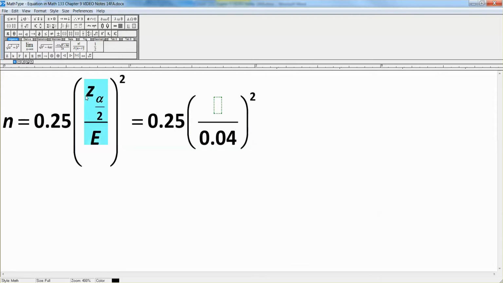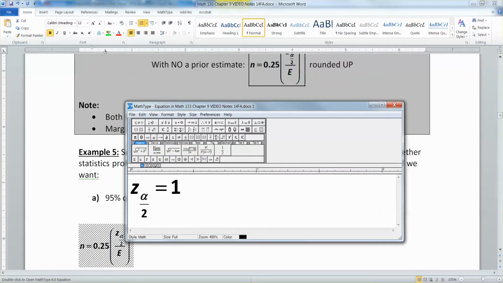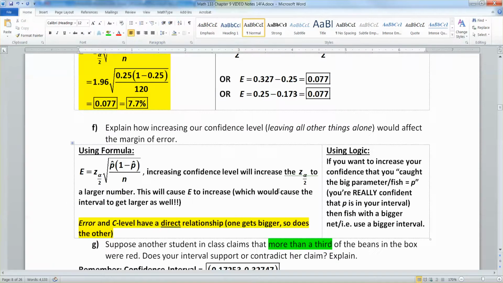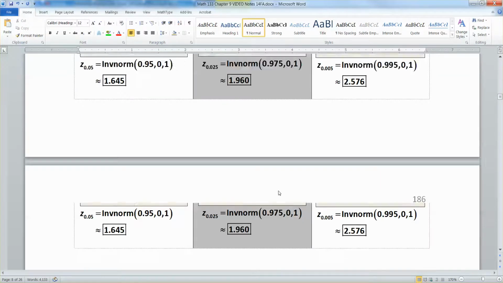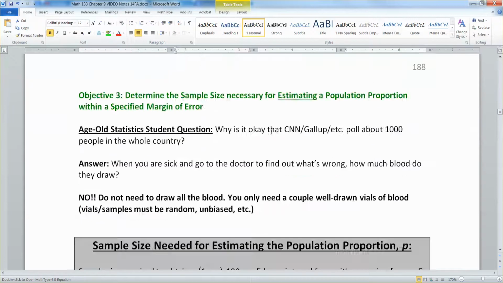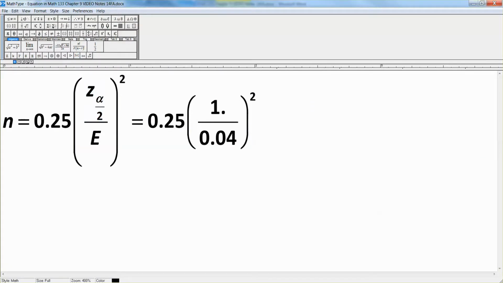Now I just need my z. Well, my z alpha over 2 comes from my confidence level. So my confidence level was 95%, which means z alpha over 2 is 1.960. We found that back several pages in section 9.1, right here, 1.960 right there. That's the one that goes for a 95% confidence level. All right, so I know that's 1.96, so I'll use that number and put that up here, 1.96.